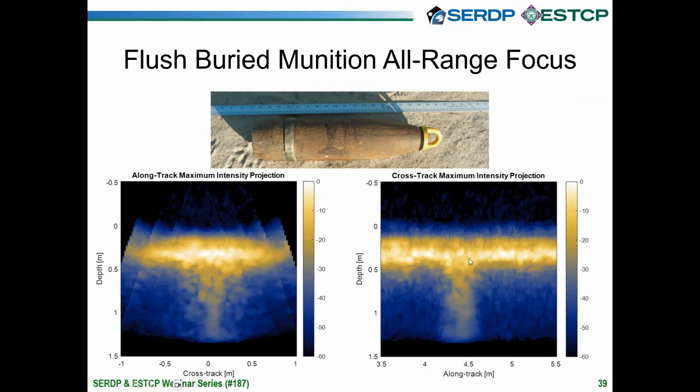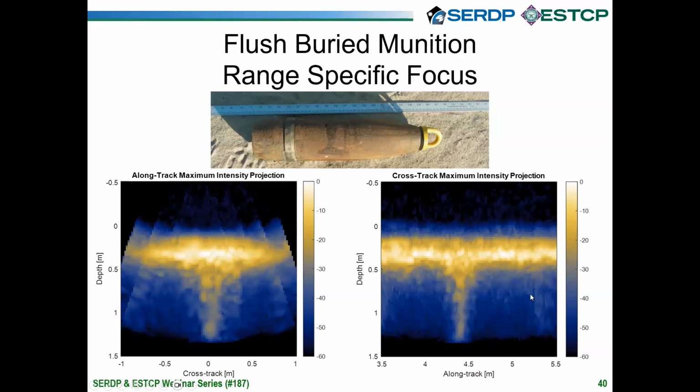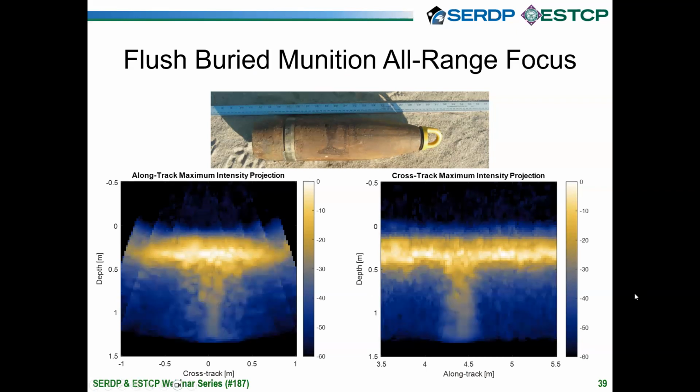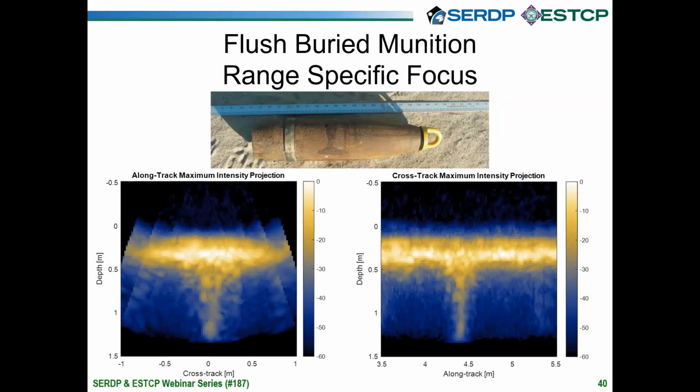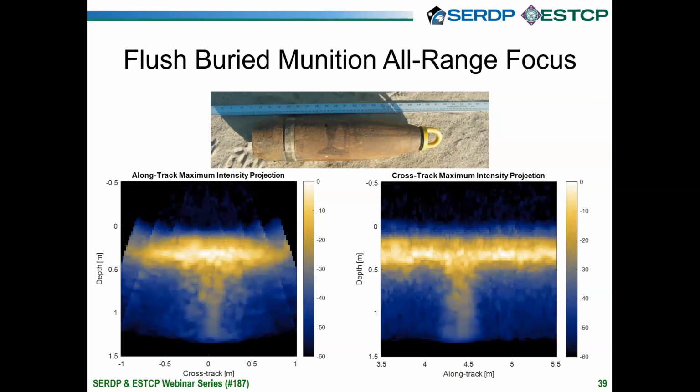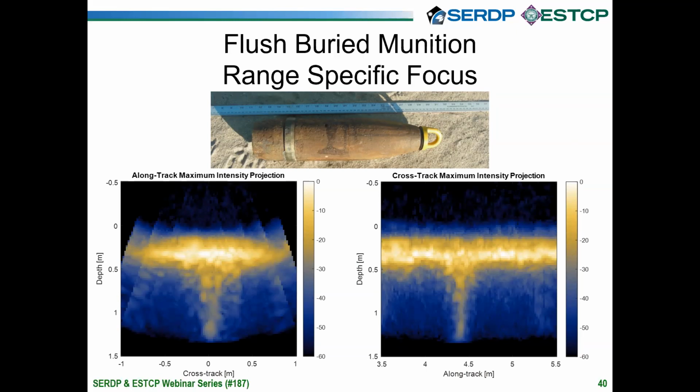By making the hypothesis that there's a target at this depth here and applying this late time focusing approach, we can greatly tighten this response beneath the target here and here, improving its contrast relative to the background. So I'm going to go back and forth a couple of times. So defocused, and now applying our range specific focus. So all range focusing and range specific focusing.